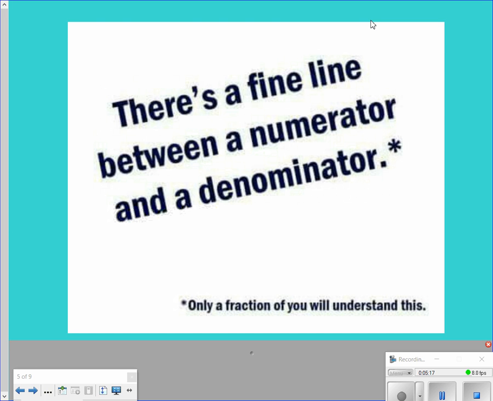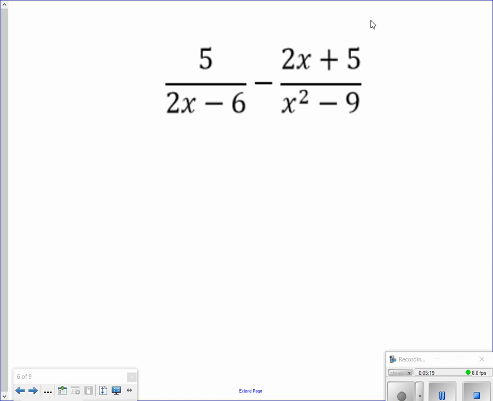All right. We got two more examples we're going to run through, so let's check them out, and then you're going to get some to try on your own. First step is factor the denominators. We didn't have to do it in the previous problem, but I do now.